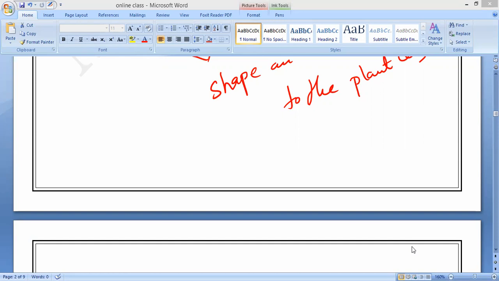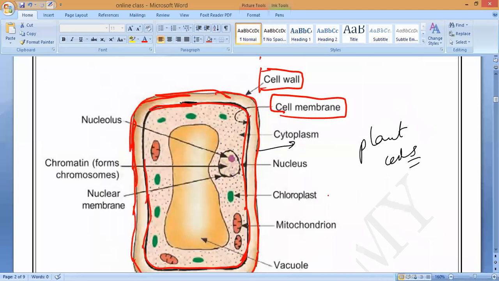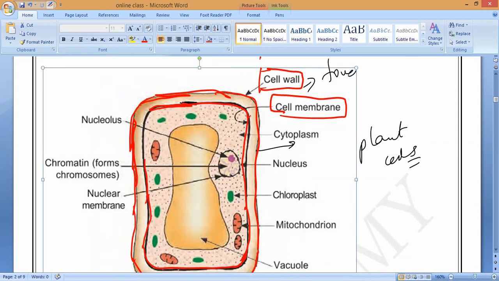So now that is the use of this cell wall. Understand? The use of this cell wall is that it is made up of a very tough material. What is that called? It is called cellulose. You may observe here in this picture, the cell wall is made up of a material called what, Johan? Cellulose. Very tough material.